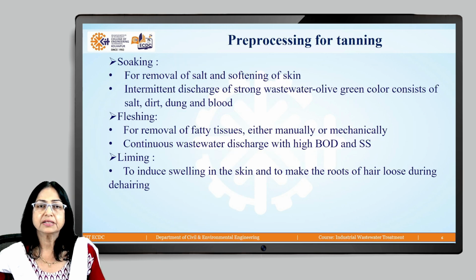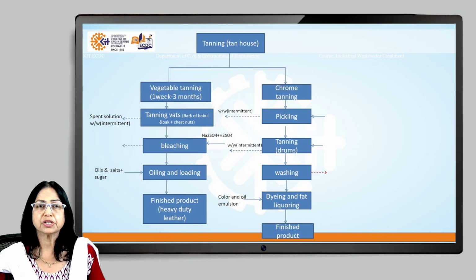This skin is then subjected to the main process of tanning. As I said, there are two types of tanning. One is vegetable tanning, second one is chrome tanning. In vegetable tanning, the skin is treated with barks of trees like oak, babul, wattle, etc., which contain tannin. This process is done in tanks called tanning vats. The duration may be 1 week to 3 months.